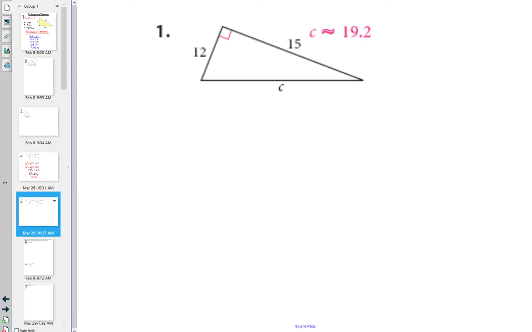Okay, what type of side are we looking for here? Leg. No, not the leg, the slope thingy. How do you know? Because it's the furthest away from the right angle.